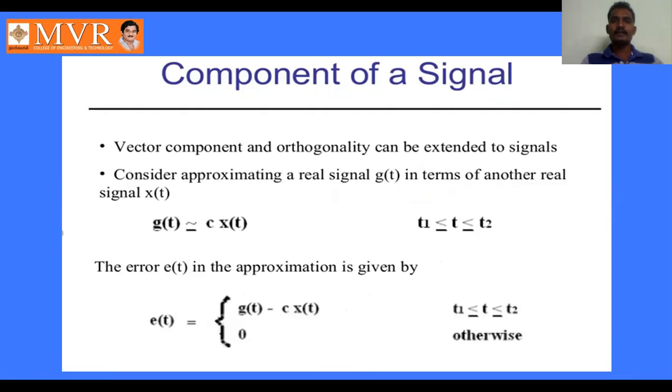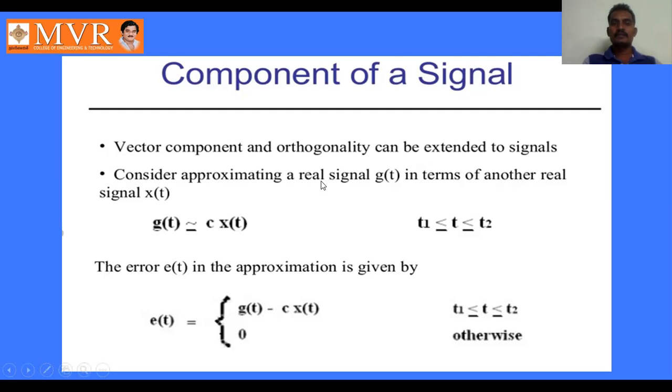Vector component and orthogonality can be extended to signals also. We can say that there is an analogy between vectors and signals. Similarly, just as we express the component of one vector along another vector, we can express the component of one signal along another signal. Here also we can extend the same concept to signals.